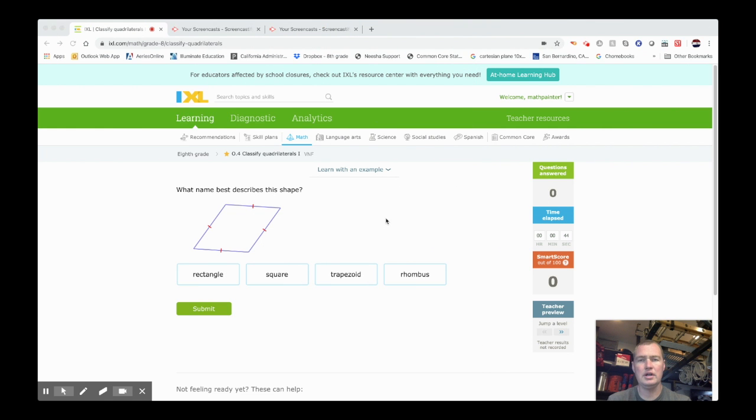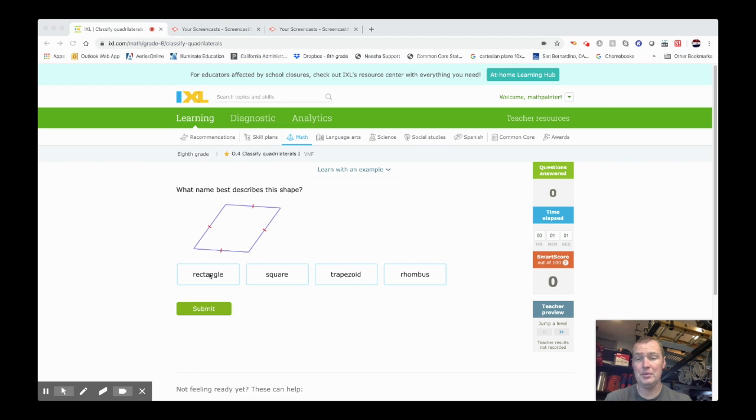Today we're working on O4 Classify Quadrilaterals. A quadrilateral is a four-sided object that has different dimensions and that has a classification. Let's quickly go over them to see if you are good to go.